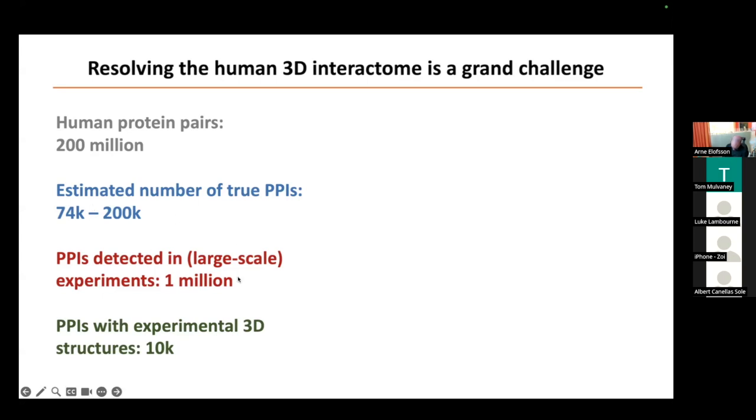On top of that, how many pairs have an experimental structure? Up to now, it is about 10,000. So the experimental PPI data is noisy, and those really reliable interactions are only a small fraction of that.